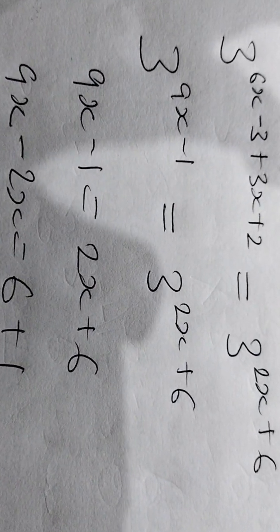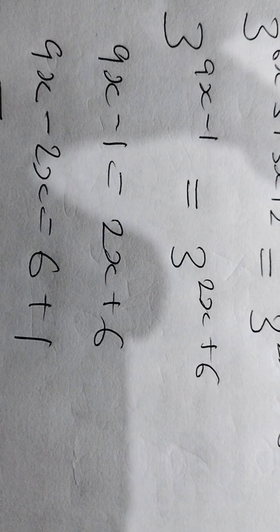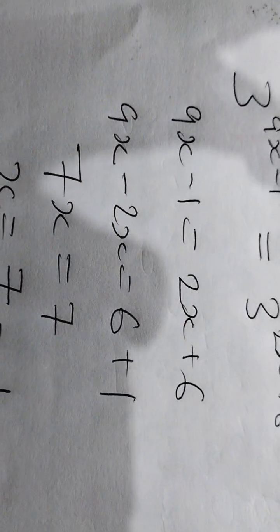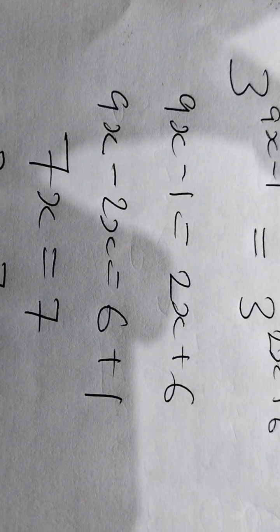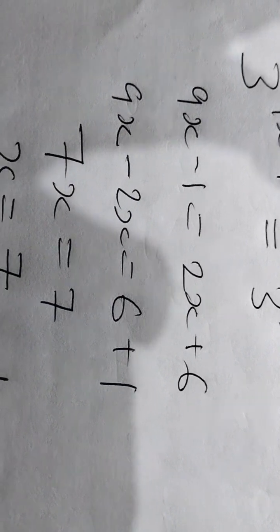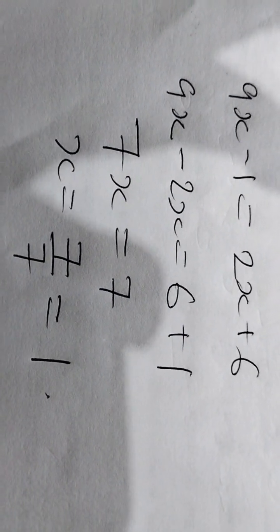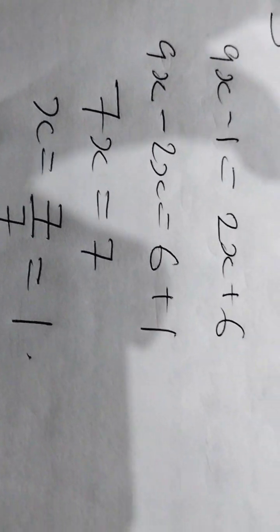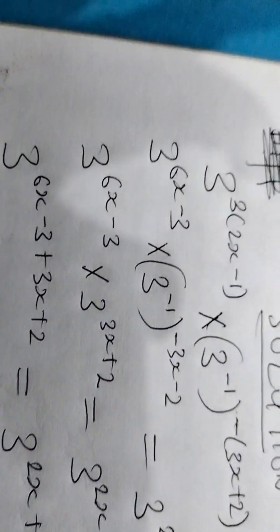Cancelling bases, we now have 9s minus 1 equal to 2s plus 6. Collecting like terms, 9s minus 2s equal to 6 plus 1. So we now have 7s is equal to 7, s becomes 7 over 7, which is equal to 1. That is the final answer.